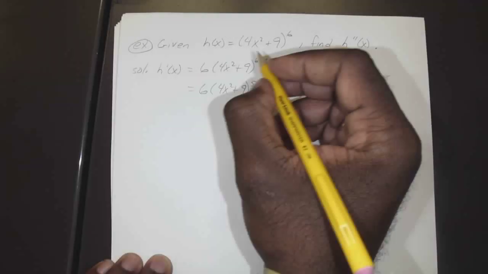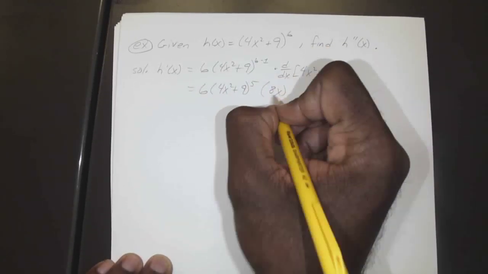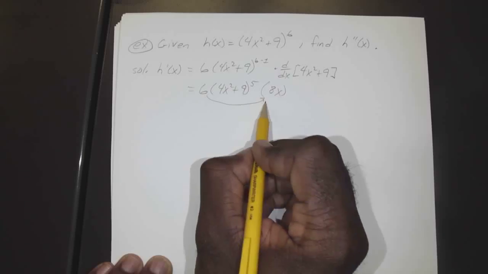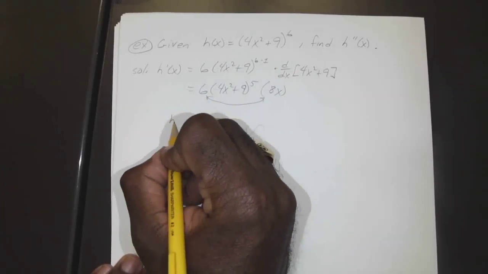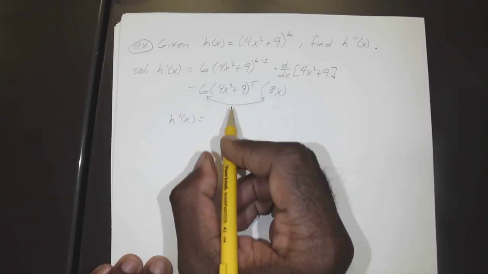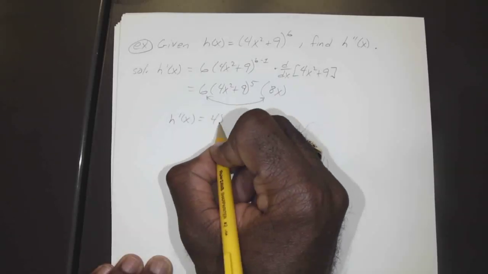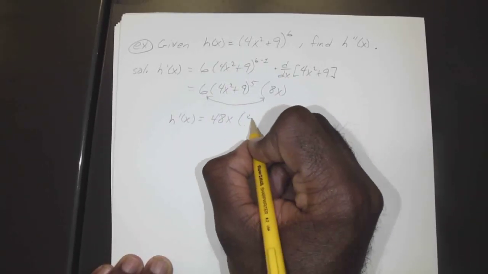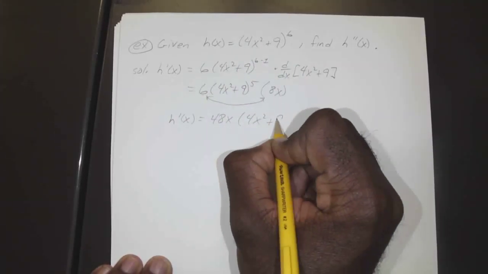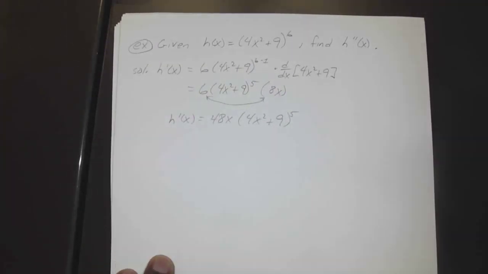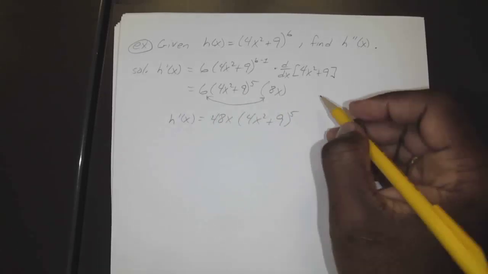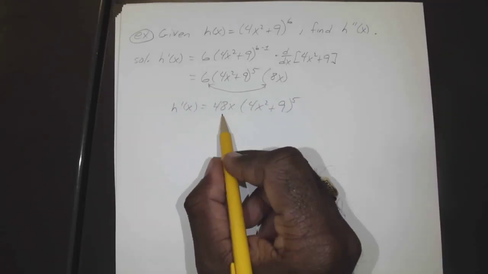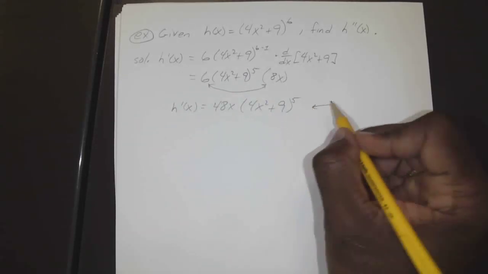Oh, that's right. Yep, I did. It's 8x. So if we go ahead and multiply those two, our h prime of x is equal to 48x times 4x squared plus 9 to the 5th. Okay. So that part, most of you did pretty good on. Okay. So now you just have to apply the product rule.